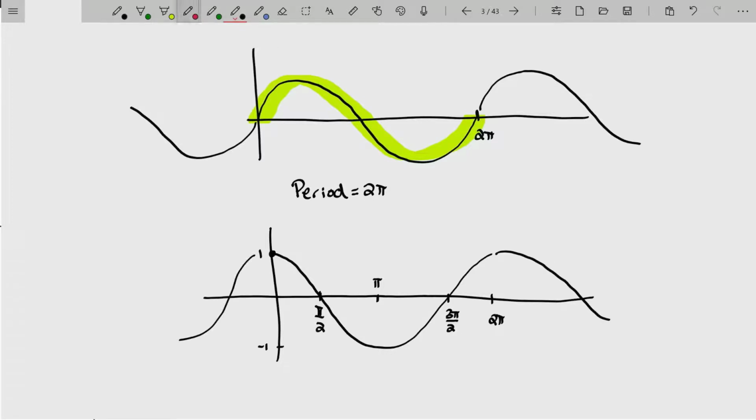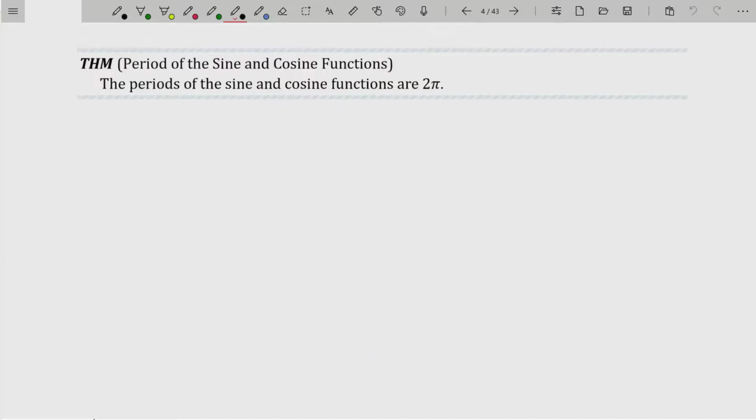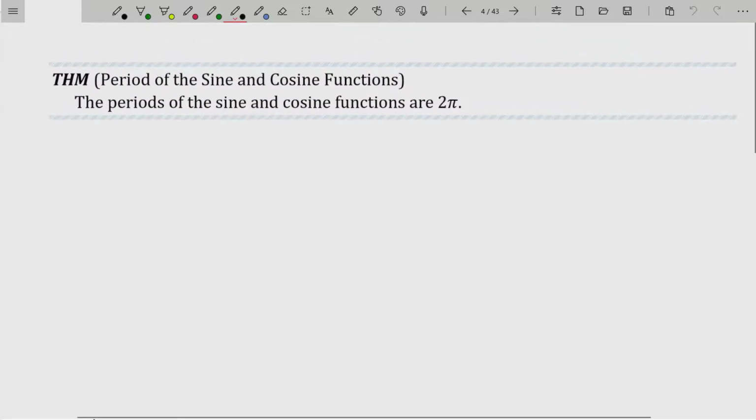All I need to do to capture the entire information for that cosine curve is copy the pattern from 0 to 2 pi. So in other words, its period again is 2 pi. And that's what this theorem is just stating: that the periods of the sine and the cosine functions are 2 pi. That is somewhat easy to understand just from the unit circle, also from our graphs. But that's going to become critical, so that's a very memorizable piece of information.